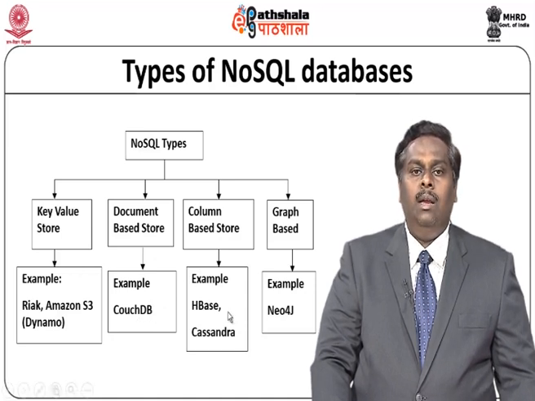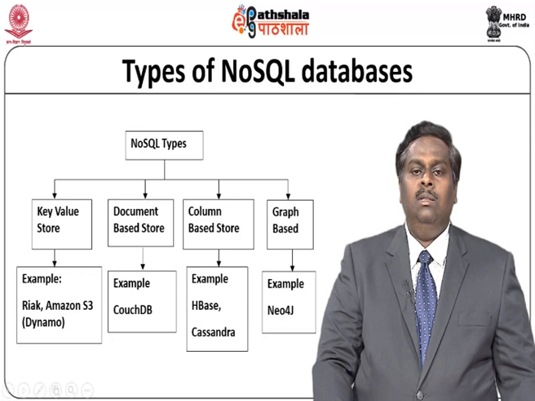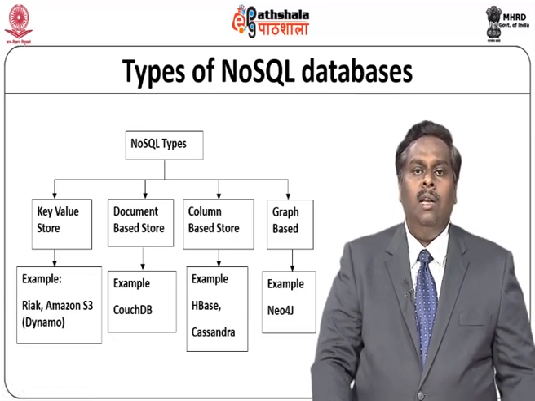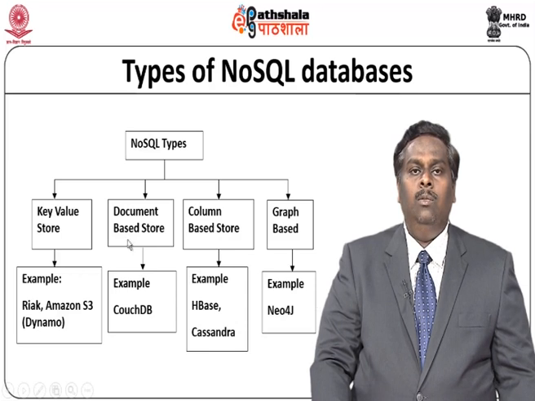HBase and Cassandra are a type of column based store. Neo4j is a type of graph based NoSQL database. Now, let us understand in detail what is key valued, what is document based, what is column based and graph based type of storages.